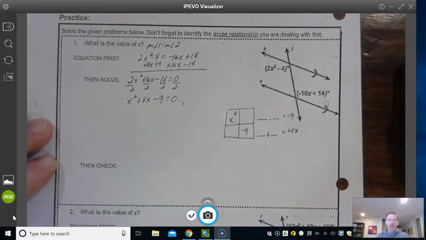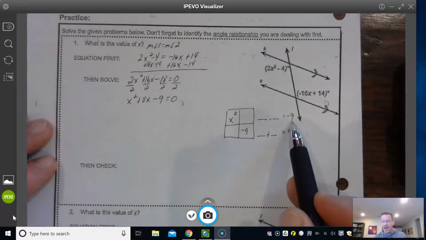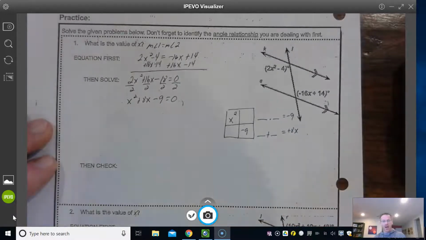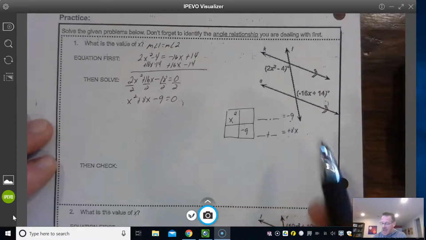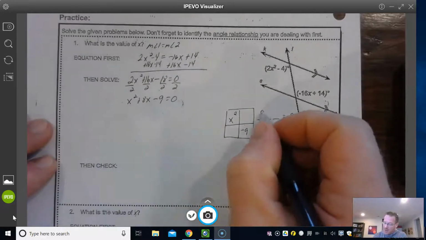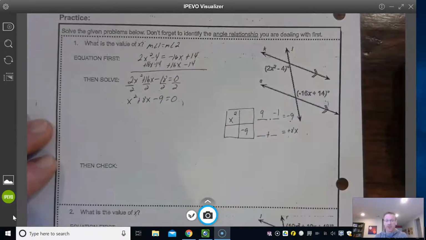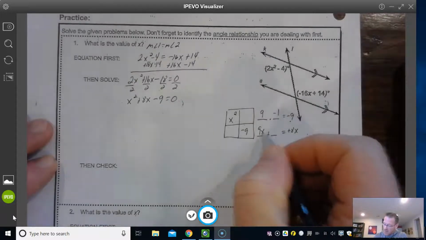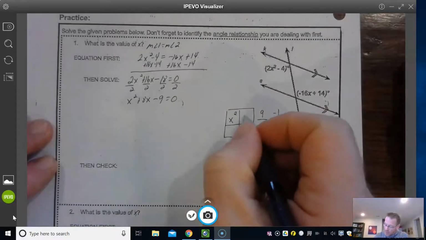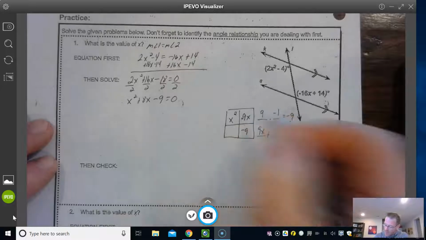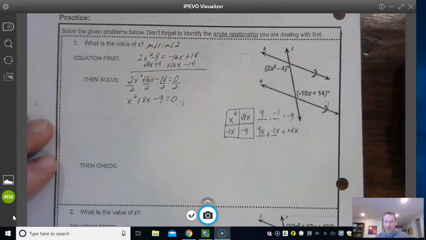Notice now, this is a much simpler problem, because there's only two pairs of factors for 9. It's either 1 times 9 or 3 times 3. And so when I look at multiplying to get negative 9 and adding to get positive 8, that would be 9 times negative 1. And then 9x plus negative 1x is 8x. So there are the two terms I want to drop into our area model here.